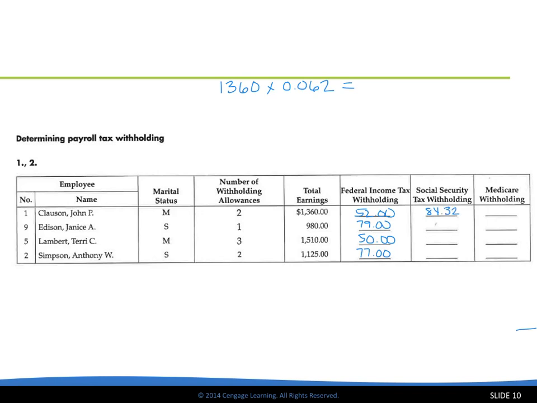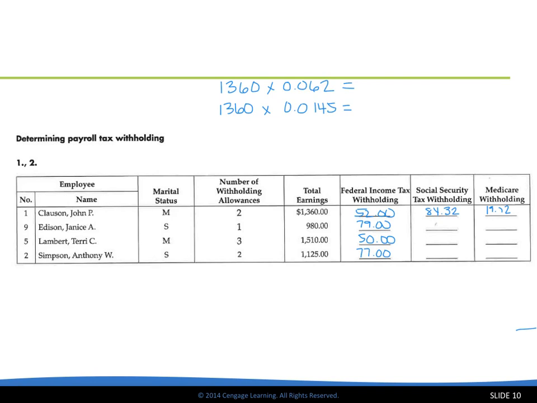Okay, to calculate the Medicare withholdings, I take that $1,360 and I multiply that by the Medicare tax rate, which is 1.45%, or I multiply it by 0.0145. And that's going to give me my Medicare withholdings, which is going to be $1,972. Okay, so now to find the rest of the Social Security and Medicare tax withholdings, I'm going to do the same calculation, but with the other employees' total earnings.